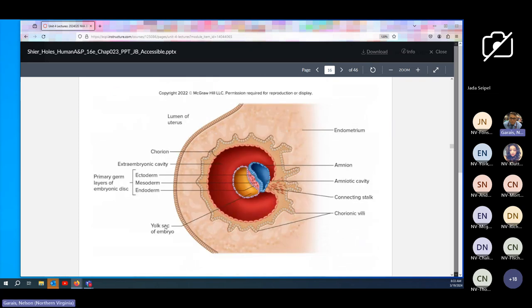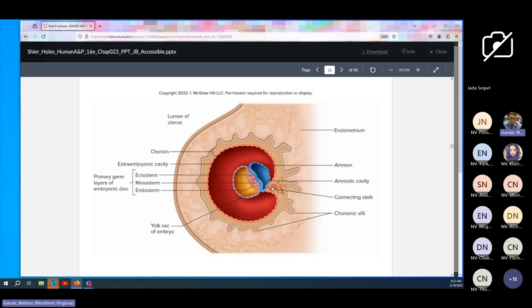So let's look at this. What does this look like? So you see the yolk sac of the embryo? It's here. And they call it a yolk sac because it's like a yolk of the egg. And of course, the outer layer is the chorion. The inner layer is the amnion with the amniotic fluid, right? You have this amnion here, amniotic fluid, because who's going to be the baby? This is going to be the baby.